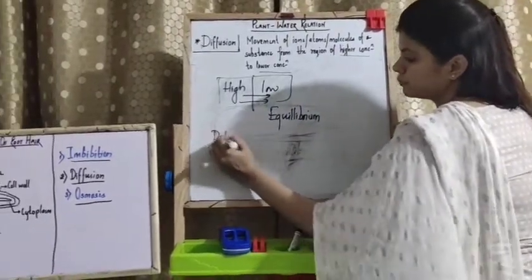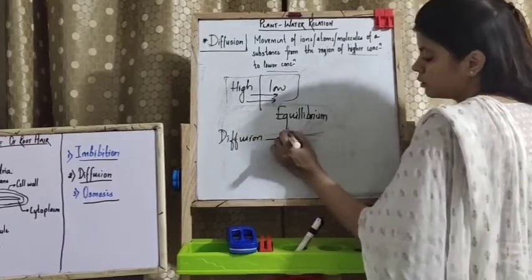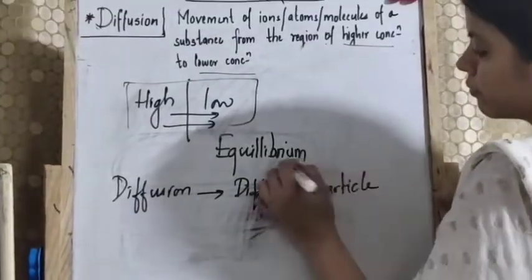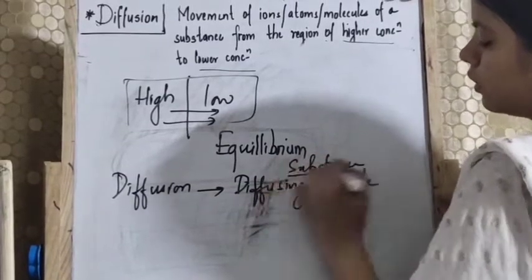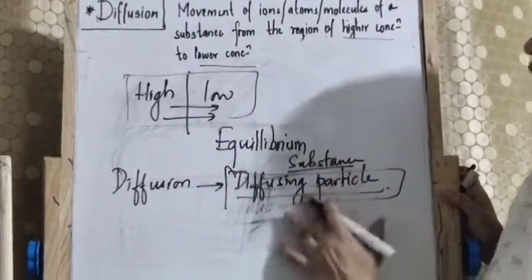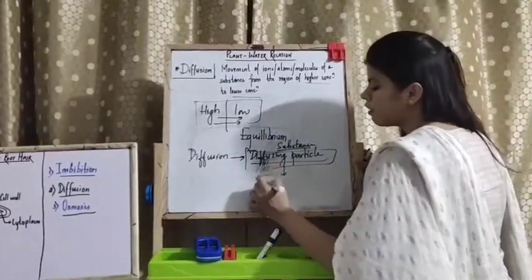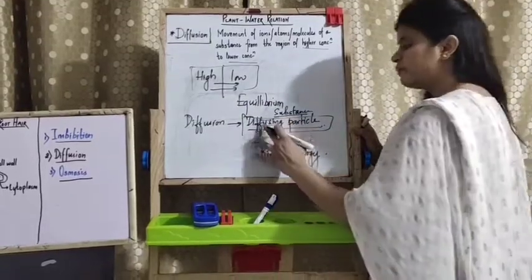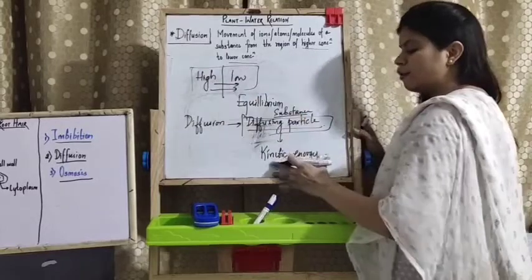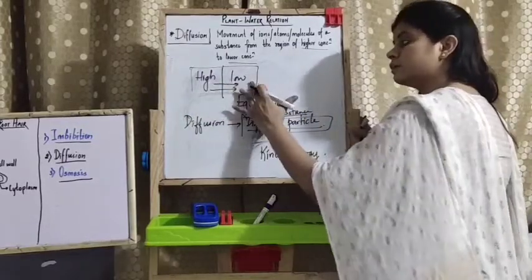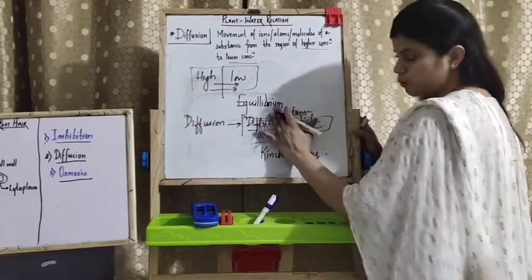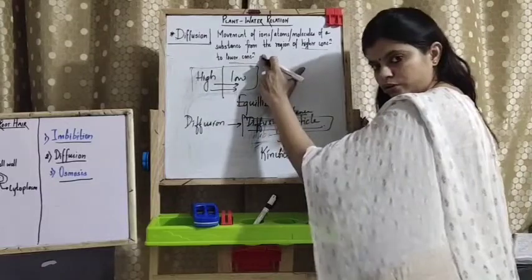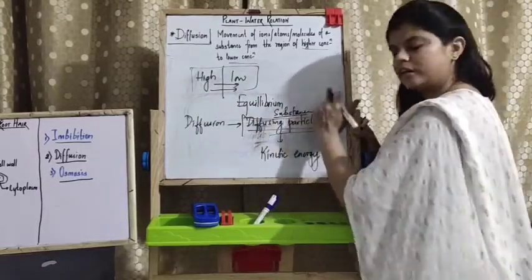In diffusion, the substance can be called the diffusing particles. The diffusing particles move with the help of kinetic energy. They will continue to move from high to low until equilibrium is reached. So basically, diffusion is the movement of a substance from the region of high concentration to low concentration until equilibrium is reached.